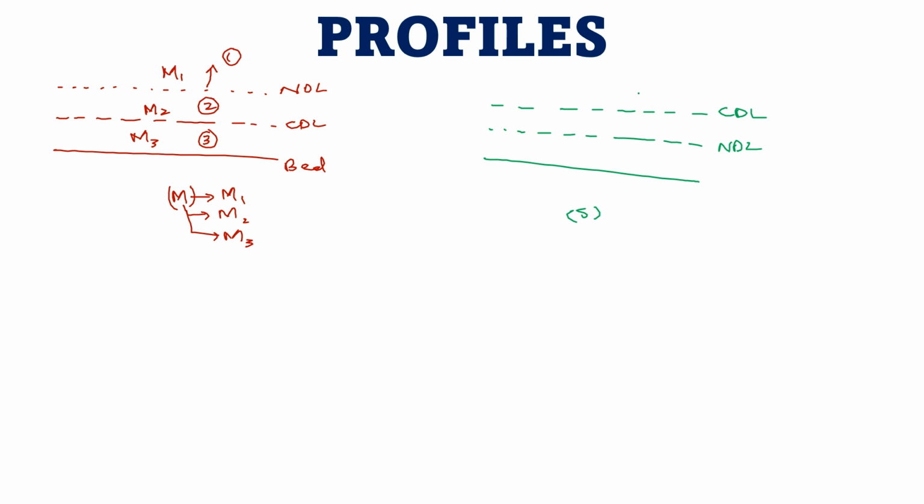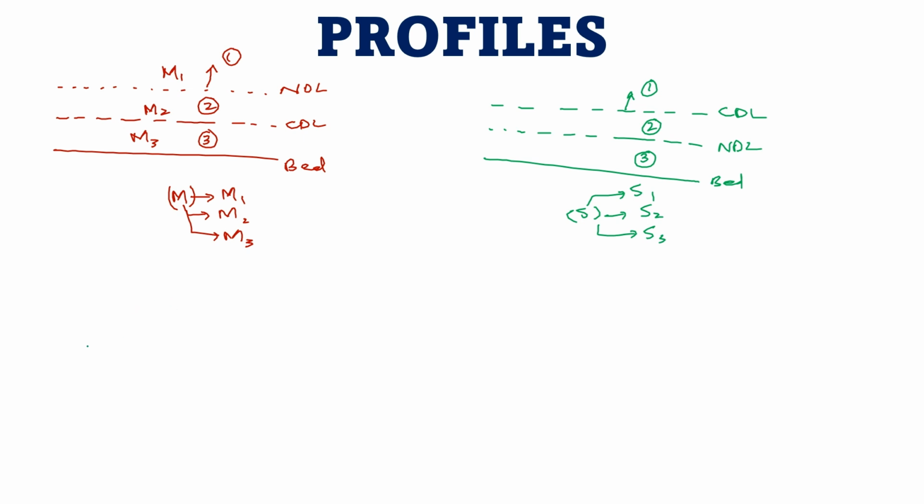So we can simply say that the region above this top line is region 1, between CDL and NDL is region 2, and between upper line or first line and the bed is region number 3. It means that we will have three profiles for the steep slope as well because there are three regions. So further types or subtypes of the profiles depend upon the number of regions for a specific slope.